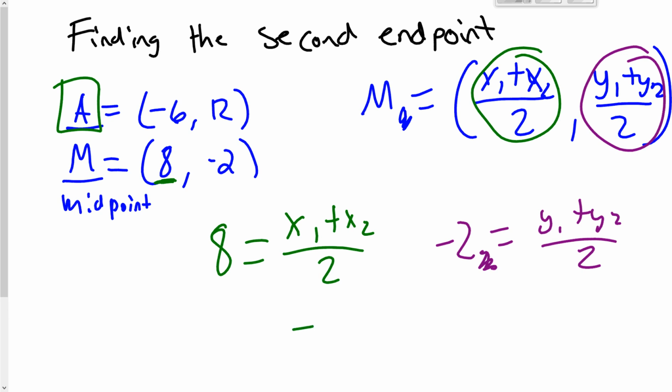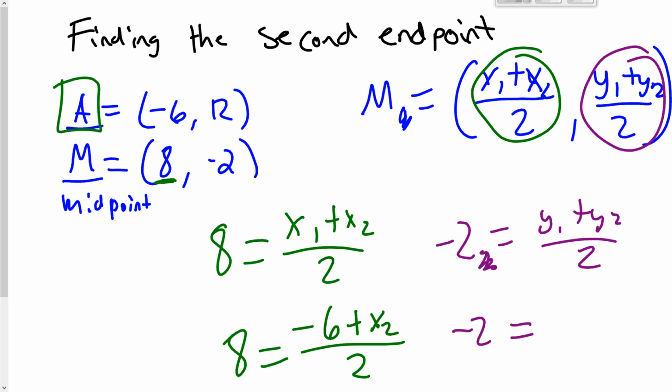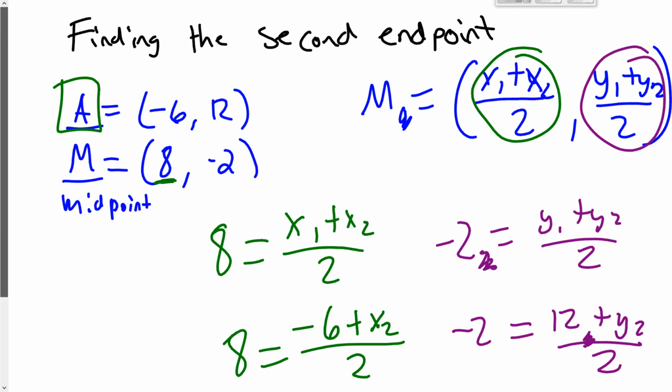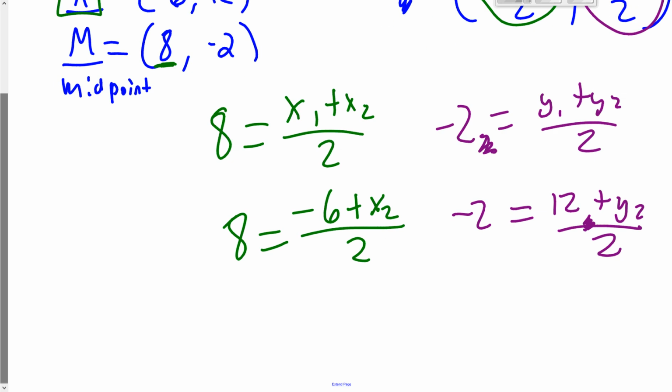Let's go ahead and let it be x. So negative 6 plus x2. We don't have x2 yet. That's what we're going to be solving for here. So I really have 2 equations. And then negative 2 would equal my y1, which is now 12 plus y2 over 2. So now we're solving these 2 equations, and they're going to give us our second endpoint. You can let it be whatever letter you want to, say N. Okay. So I'm finding these.